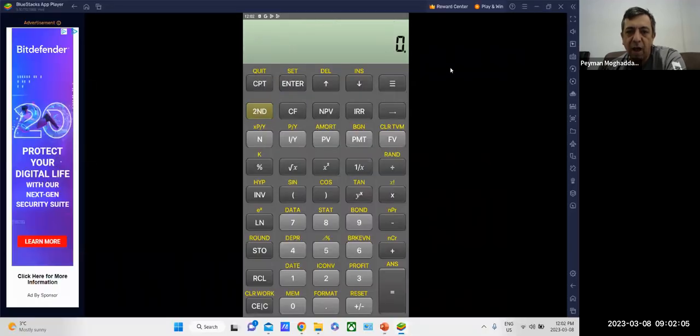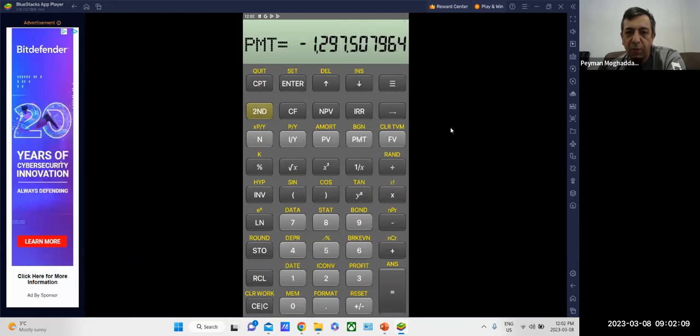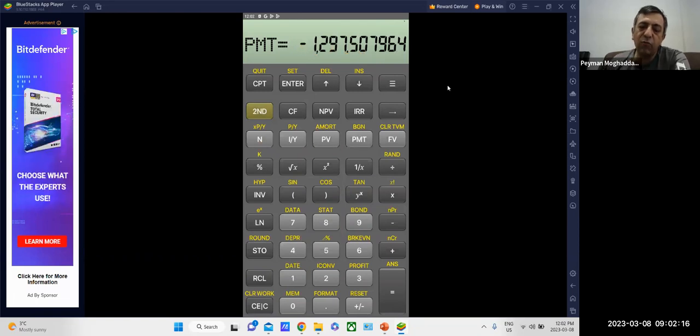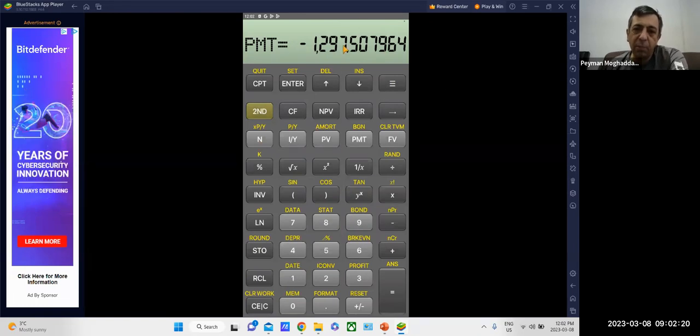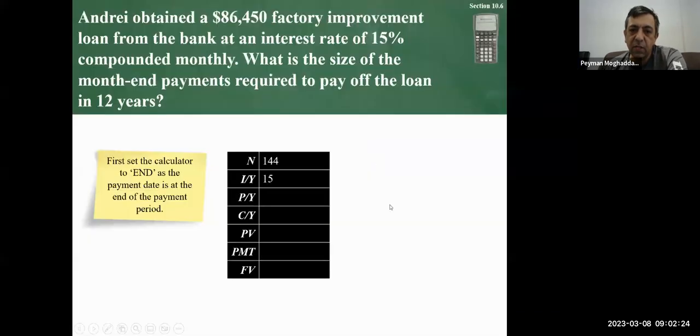Now the only thing you need to find is PMT. I do CPT, PMT. It's negative 1,297.50, right? And why negative? Because you have to pay rather than receive. Okay, so that's it. That's very simple with the calculator.